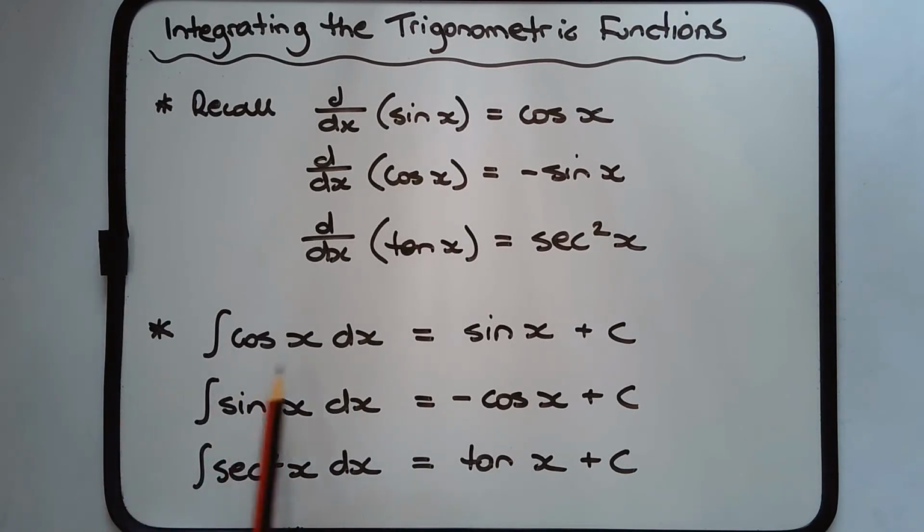The integral of cos x dx is equal to sine x plus the constant of integration c. The integral of sine x dx is equal to negative cos x plus c. And the integral of sec² x dx is equal to tan x plus c.